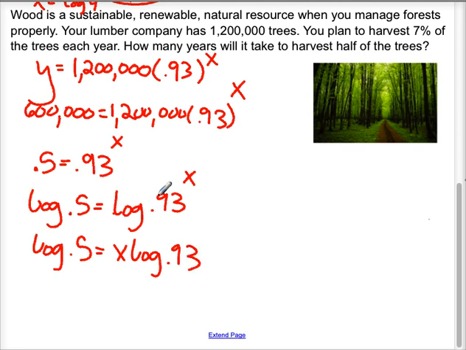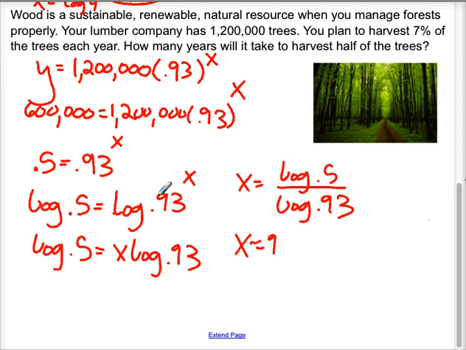Just like before, now I'm going to divide by that log of 0.93. I need to get the x by itself. So I'm going to have log of 0.5 divided by log of 0.93. I'm going to divide it from both sides. And that is something I can type into my calculator. So the answer is 0.955 years. So basically, in 10 years, I will be down to half of my trees.